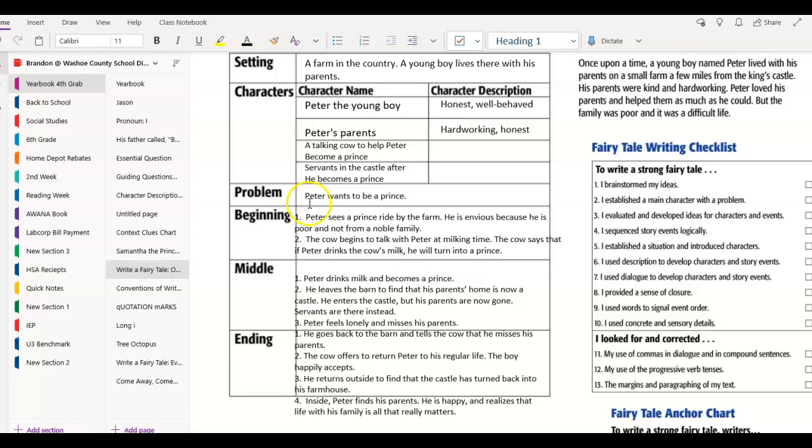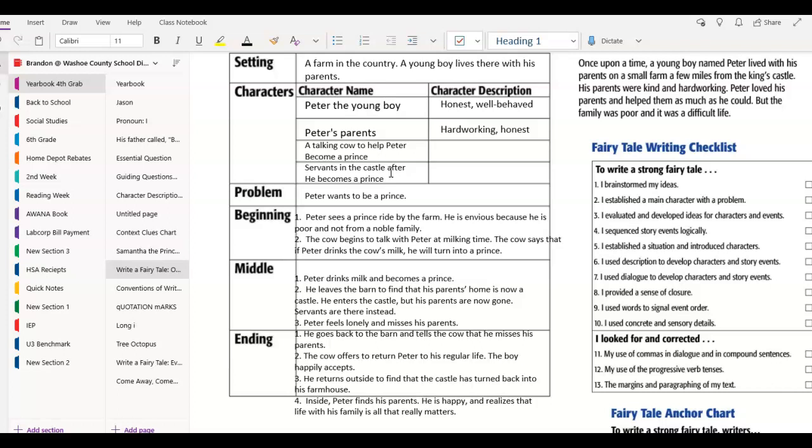So today though, we're just going to be focusing on establishing or making that situation known and who our characters are. So if you remember, my example was about a young boy named Peter and how he wants to become a prince and he drinks some milk from this magical cow, and then he finds out later on he really doesn't want to be a prince. So at the beginning of my fairy tale, I need to introduce my main character and establish the situation. What's going to happen in this story?